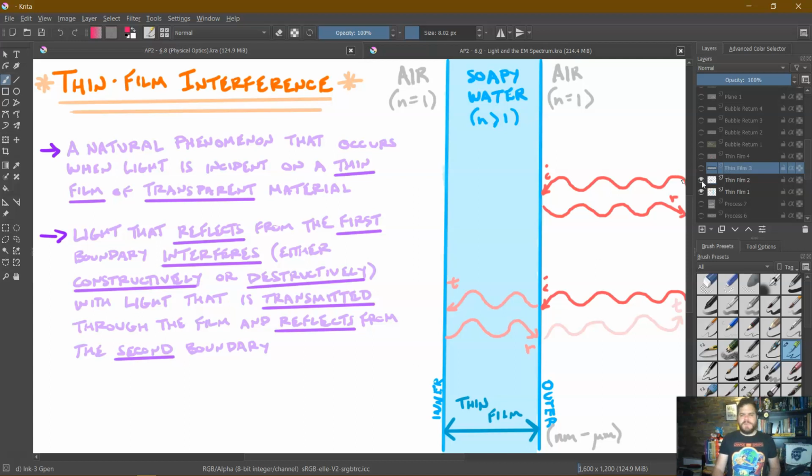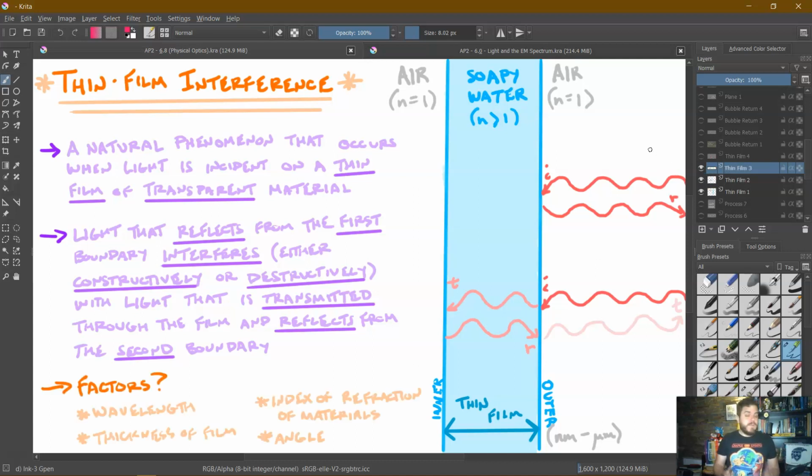And what are the factors that affect this thin film interference? Well, there are quite a few. First, what is the wavelength of the light? Because if I've got a different wavelength, that could mean that when the waves come out of this bubble or this thin film, they could be in phase or out of phase. It all depends. There's that.